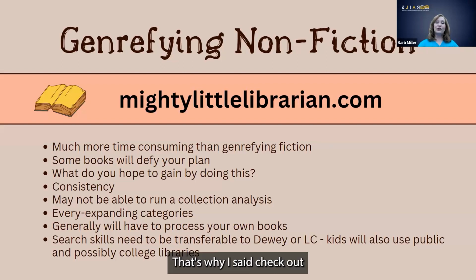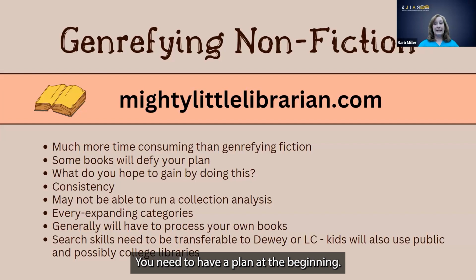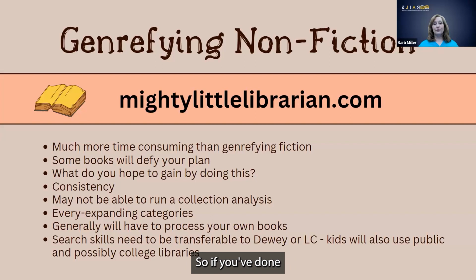Consistency. That's why I said check out Mighty Little Librarian. You need to have a plan at the beginning. This is not something that you devise as you go along. You need to be very thoughtful as to what's going to go where and how many categories there are going to be. So if you've done that, that's half the battle.